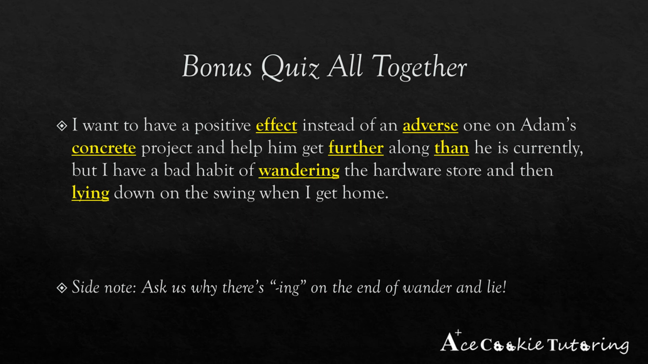Than instead of then, because than is comparing. So we're comparing where he is now to where he wants to be on his project. And then we have wandering instead of wondering, because wander has to do with movement, remember? So we're in the hardware store, we're walking around aimlessly. So that's why it's wandering. And finally, lying instead of laying, because of the fact we are alive, we're a person. So people lie, people do not lay.